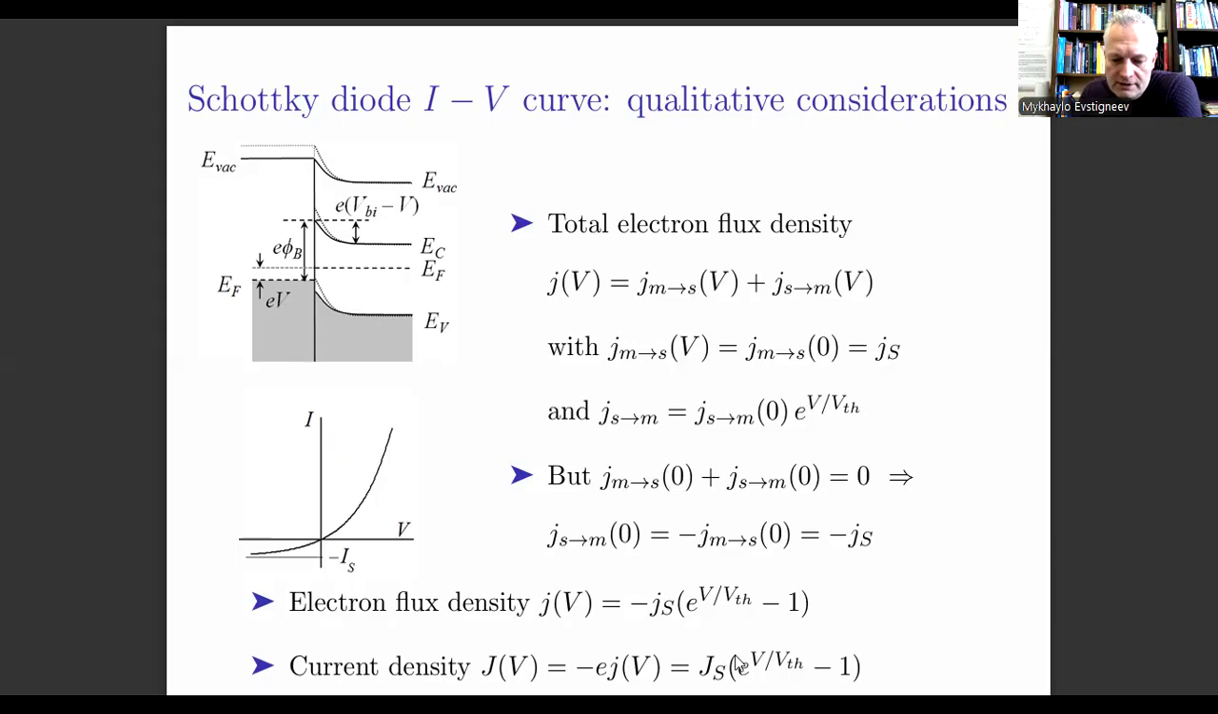So the current density is the saturation current density, which is elementary charge times J sub S times this. So capital J S is elementary charge times lowercase j sub S. And this gets multiplied by this exponential to the power V over V thermal minus 1. So this is the expected current voltage curve for a Schottky diode.